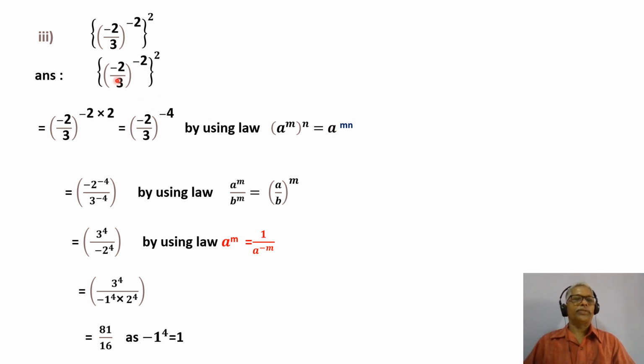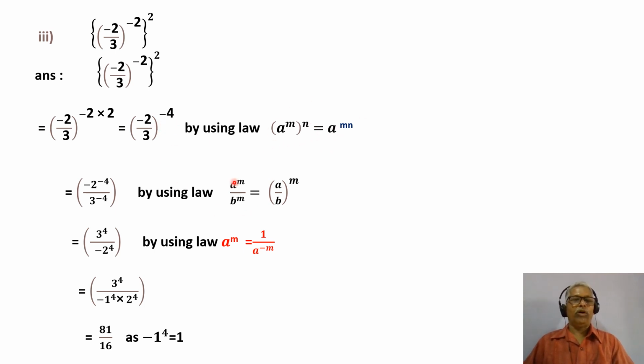So you apply this: minus 2 into 2 will be here. Just see, minus 2 upon 3 will be here, raised to minus 2 into 2, that is m into n. Similarly, this. Okay. Solve this first. Minus 2 upon 3 will remain as it is, and minus this will be minus 4. Okay. So we have used one law.